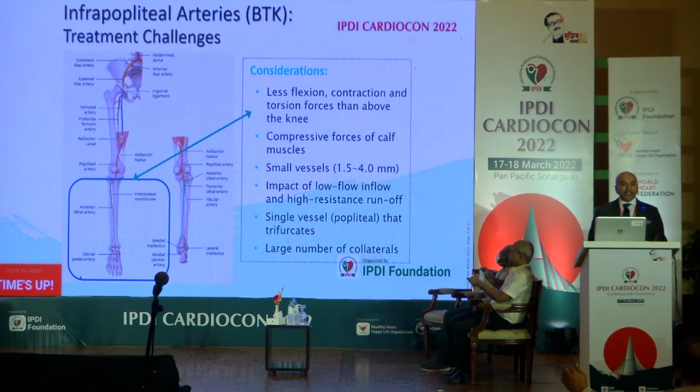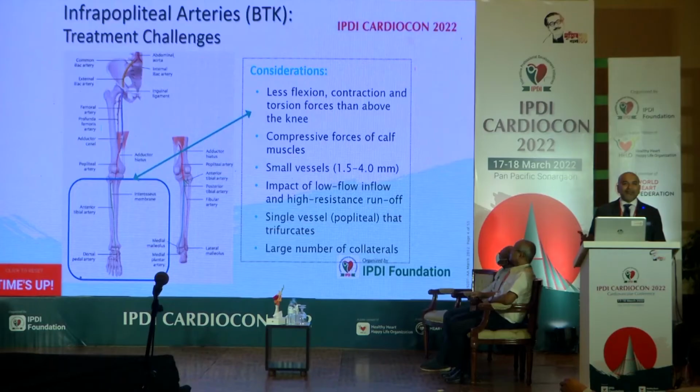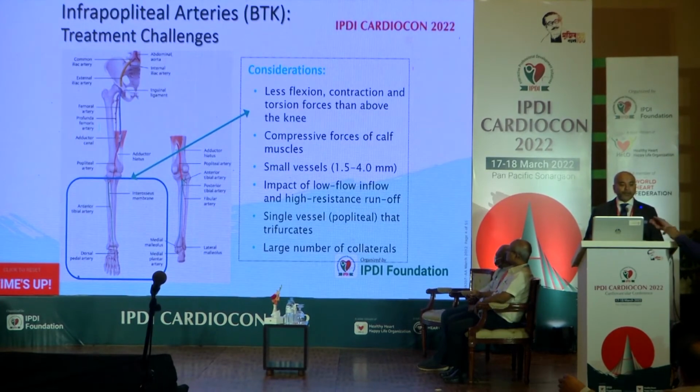Moreover, once we get below the knee, which is what we're going to talk about today, it adds a variety of other challenges. There's less flexion, there's contraction and torsion, especially around the knee area, and then there are compressive forces from the calf muscles on these arteries. And these vessels are pretty small. They range from 1.5 millimeters down in the feet to about 4 millimeters in the proximal tibial vessels. And there are a lot of low flow and high flow, high resistance segments. And there's a variety of different collaterals that come into play as well.